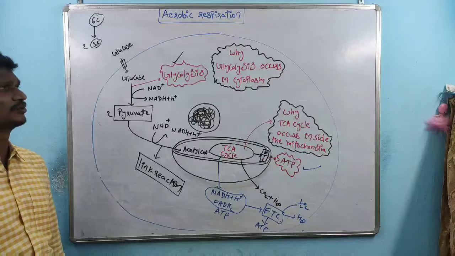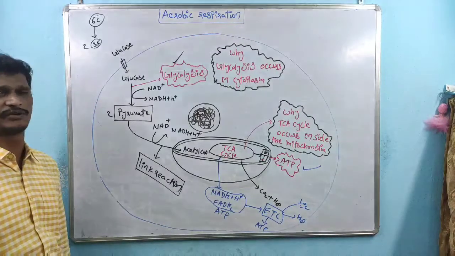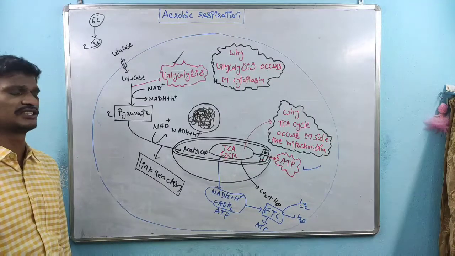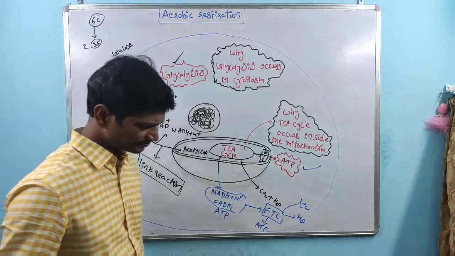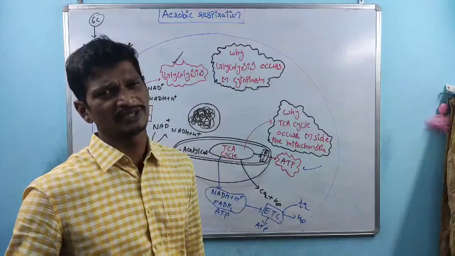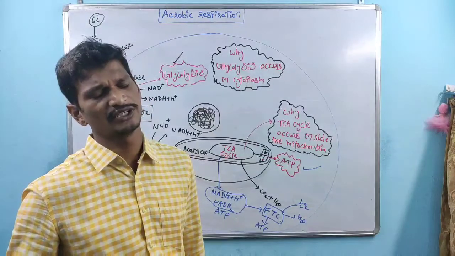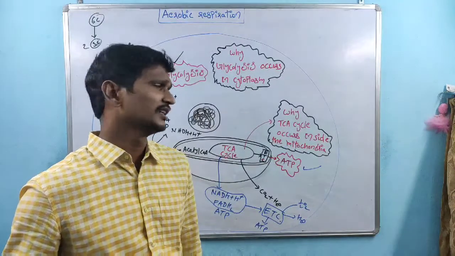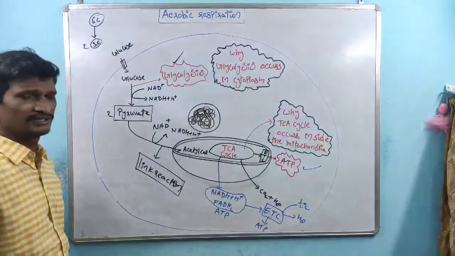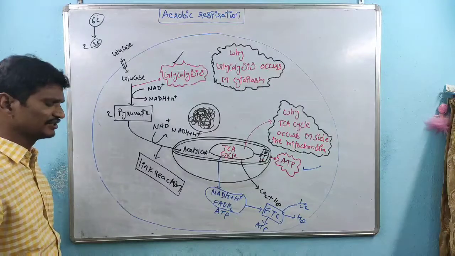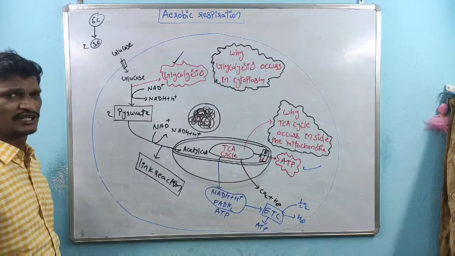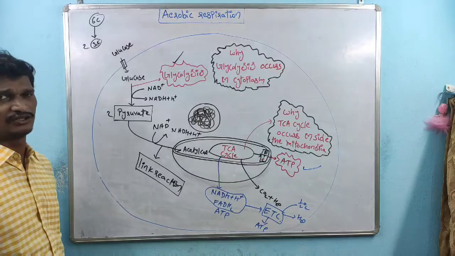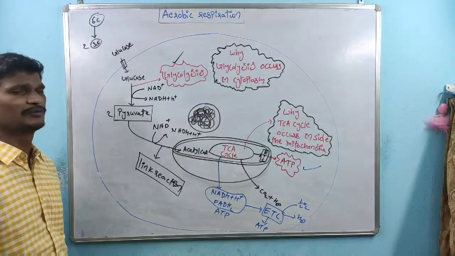I mentioned two questions here: why does glycolysis occur in the cytoplasm, and why does the TCA cycle occur inside the mitochondria? Very simple answer. The enzymes required for the glycolysis reactions are available only in the cytoplasm. The enzymes required for the TCA cycle are all available inside the mitochondria.